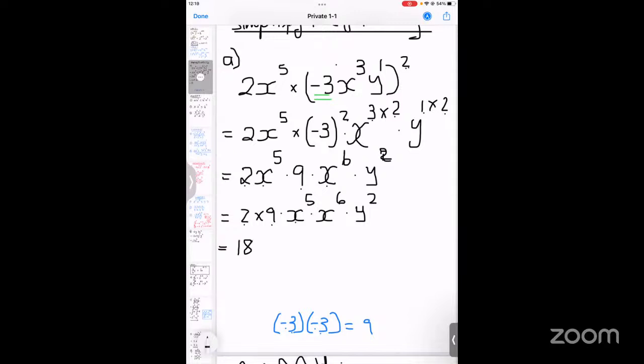And then you see there, we apply those laws that we did. The law 1, which says when multiplying the same bases, you add the exponents. So that means the base is x. So you have 5 that you add with 6. And then you have y to the 2. So now you have 18x to the exponent 11 multiplying y to the exponent of 2. And that is the end of it.